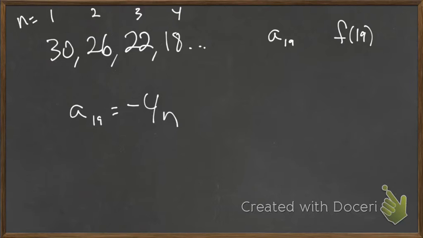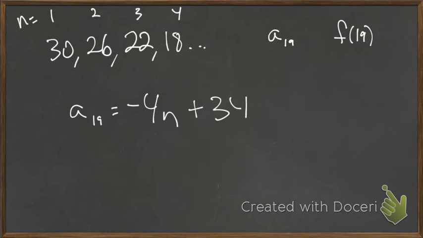But I need this function to pump out a 30 when I put 1 in for n, right? Because when n is 1, that's the first term. So if I currently put a 1 in for n, where am I at? I'm at -4, right? -4 times 1 is -4. I need to get that -4. This function, I need it to pump out 30, right? You guys see that? So how do I get this function to pump out a 30, Jack? Add 34. Add what? 34.